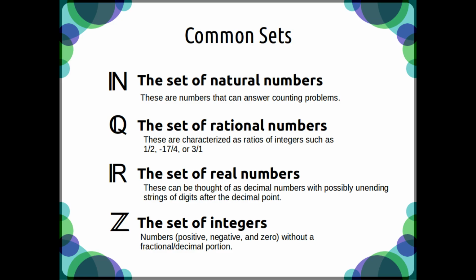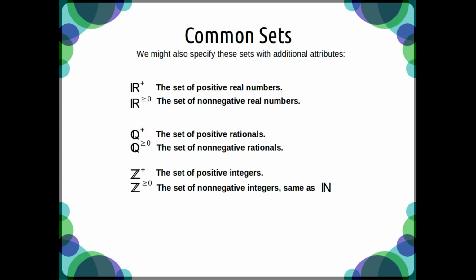We have our set of all real numbers, which is basically everything that we can come up with besides anything imaginary, like the square root of -4. And then we have the set of integers, which are whole numbers, positive, negative, and 0. We can also further restrict these sets to include only the positive real numbers, or the real numbers that are greater than or equal to 0. Same with our rational numbers and our integers. Take note that the set of non-negative integers is the same as the set of natural numbers.